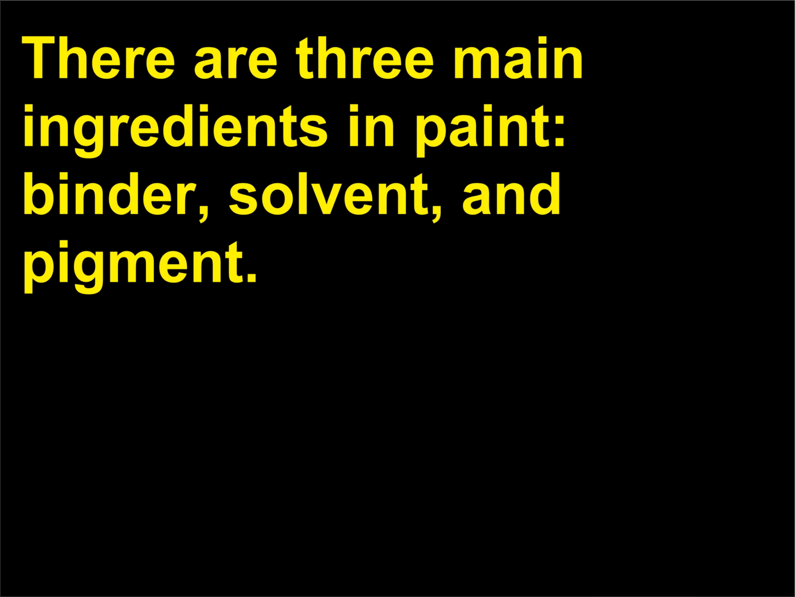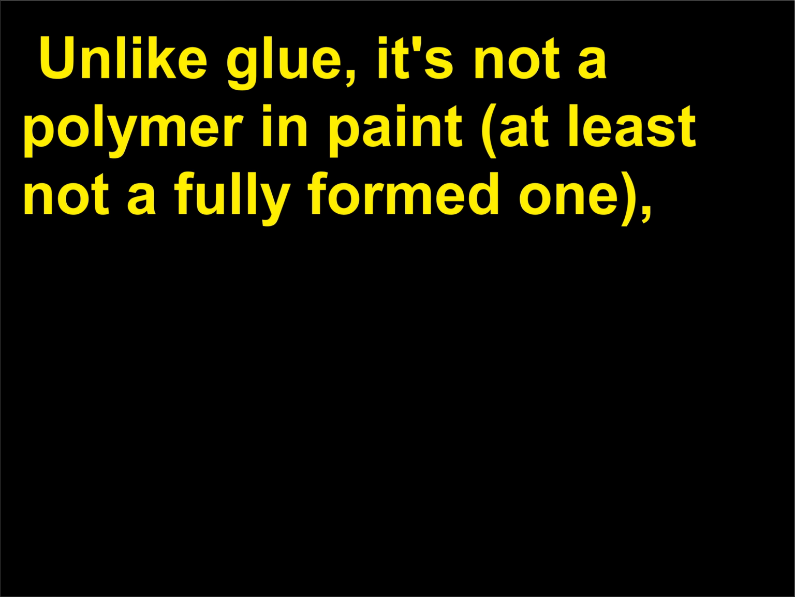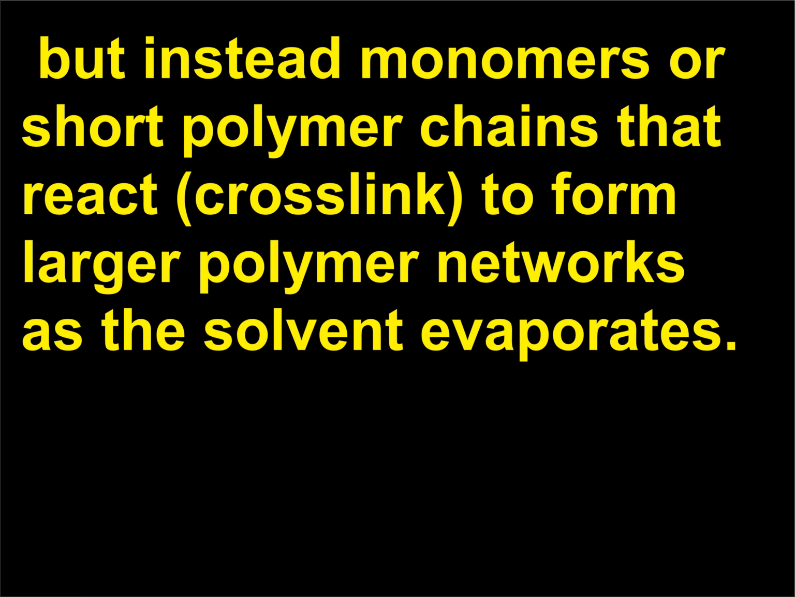What's in paint? There are three main ingredients in paint: binder, solvent, and pigment. Binder is the stuff in paint that forms an adhesive so that it sticks to the wall. Unlike glue, it's not a polymer in paint, at least not a fully formed one, but instead monomers or short polymer chains that react, cross-link, to form larger polymer networks as the solvent evaporates.